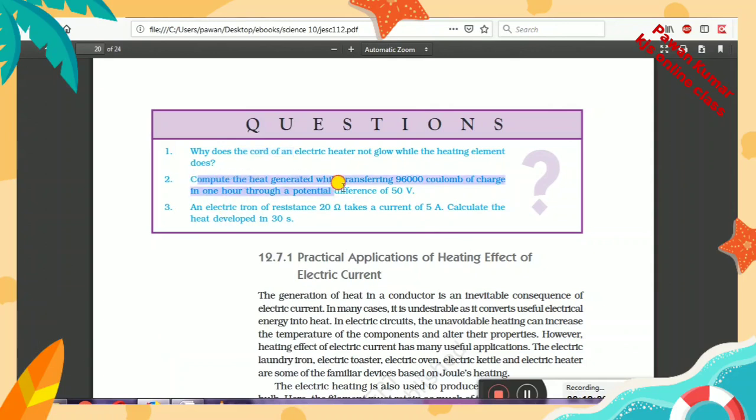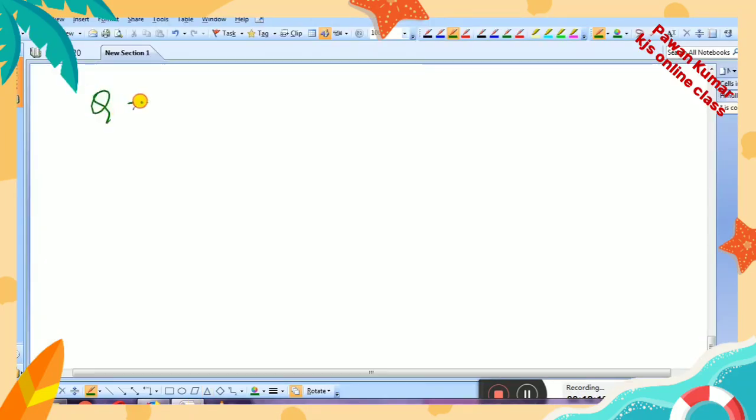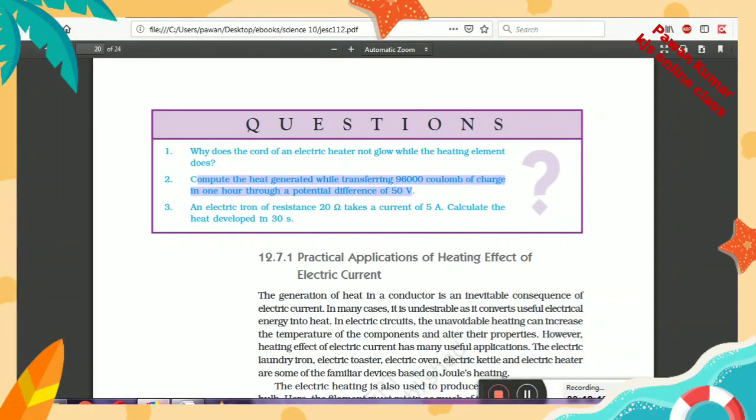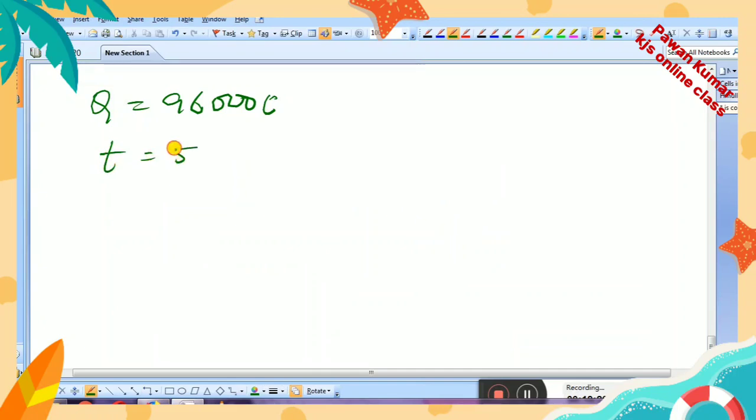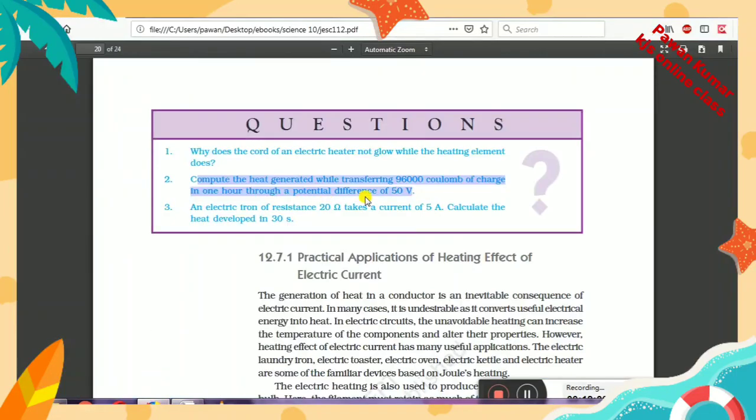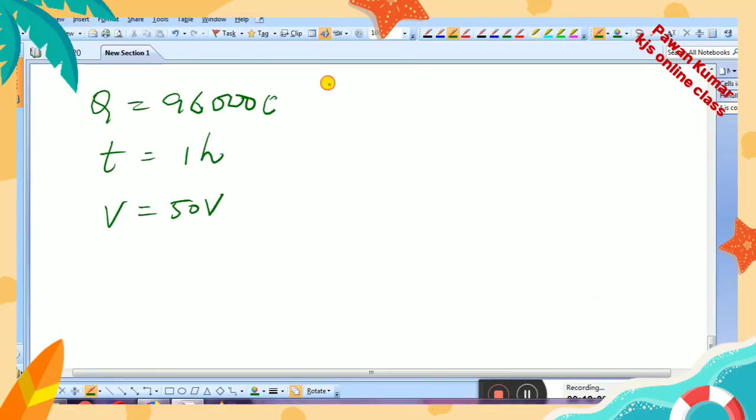After this, the next question is: compute the heat generated while transferring 96,000 coulomb. Charge is 96,000 coulomb, in 1 hour, through a potential difference of 50 volt. In 1 hour, time is 1 hour, and potential difference is 50 volt. What are they asking? Compute the heat generated. That means H. We have to find out H.